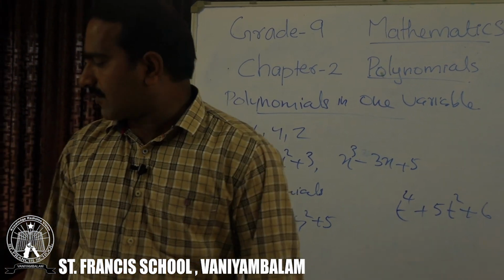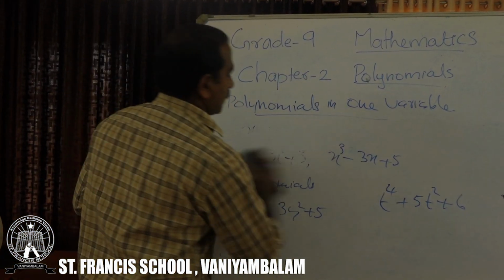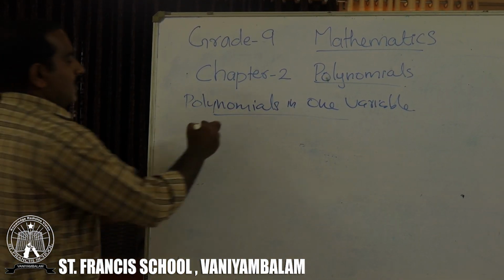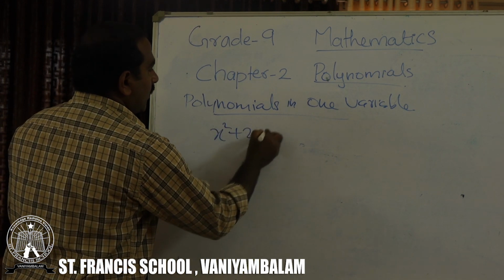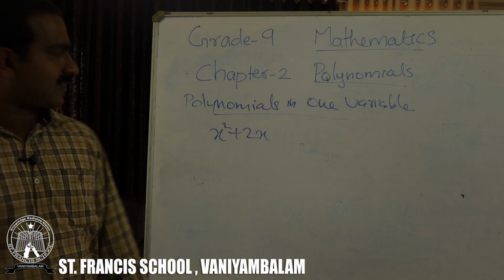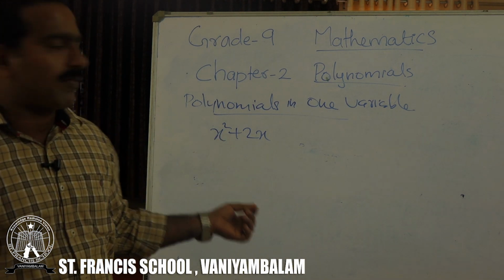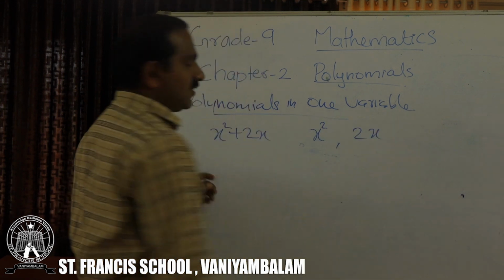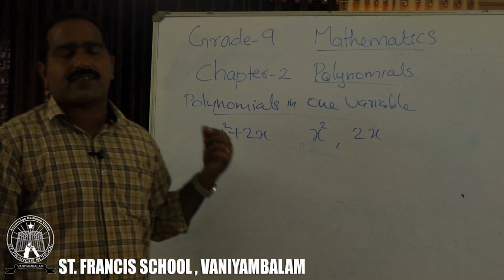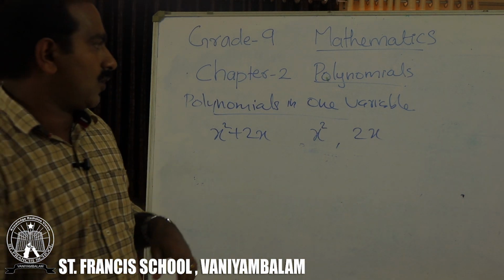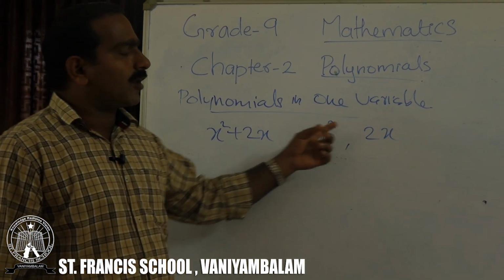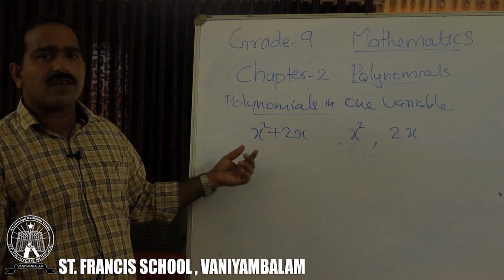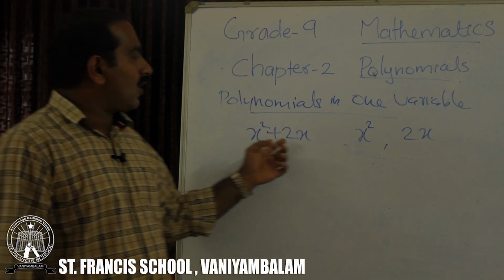Now we are going to move to the next topic. In the polynomial x square plus 2x, x square and 2x are called the terms of the polynomial. Here we have two terms: x square is a term, and 2x is another term. So it is a polynomial with two terms.